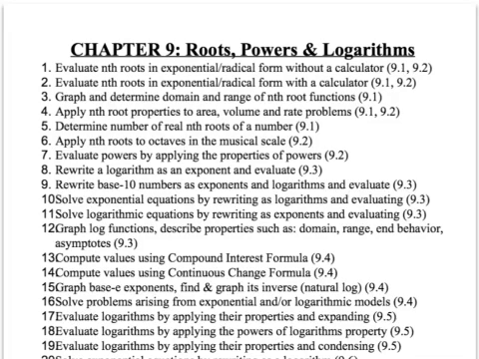In section 9.4, we're going to address 4 objectives, numbers 13 through 16. And what we're going to be doing is logarithms still, but we're going to be looking at natural logarithms. So 13, we're going to compute values using compound interest formula.